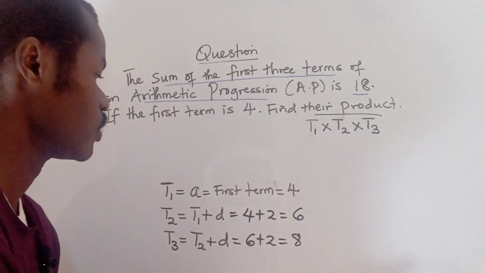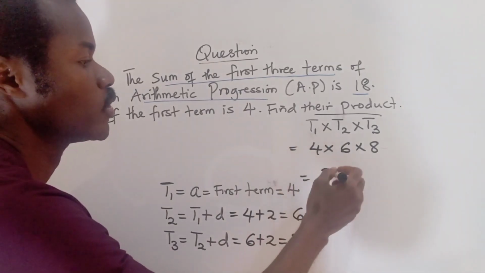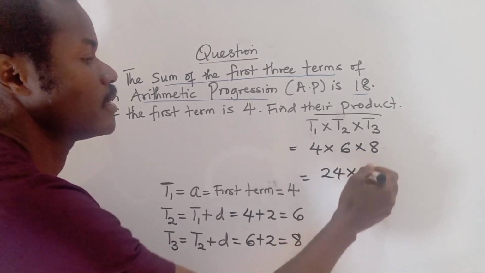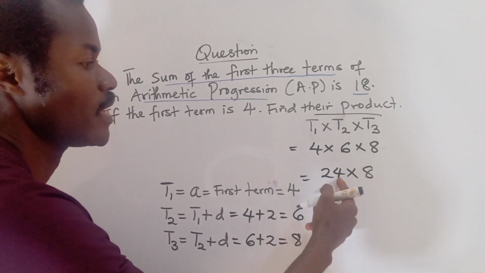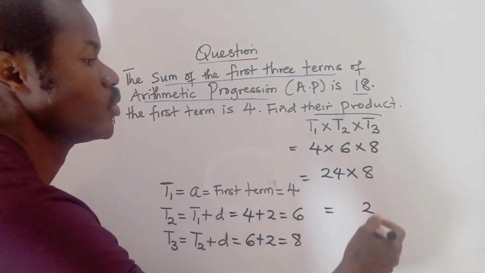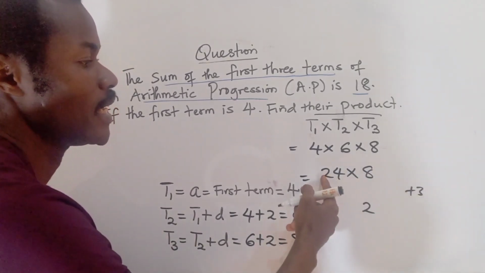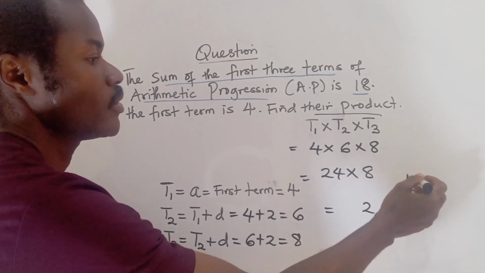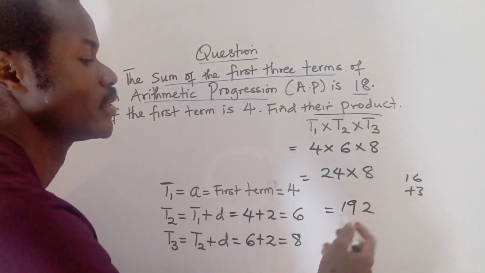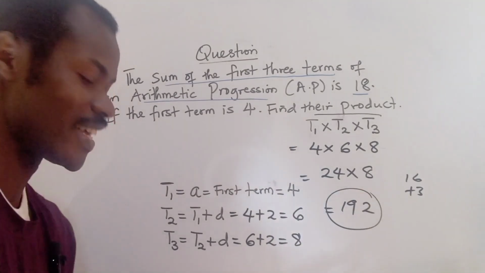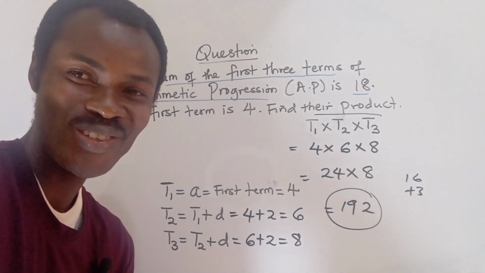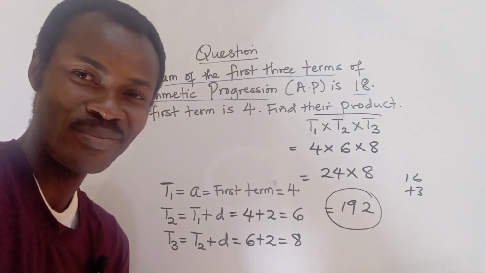Their product is simply going to be 4 times 6, which is 24, times 8. Now 4 times 8 here is 32, and 2 times 8 is 16, so if we add that, it is 192. So 192 is the solution to this problem.